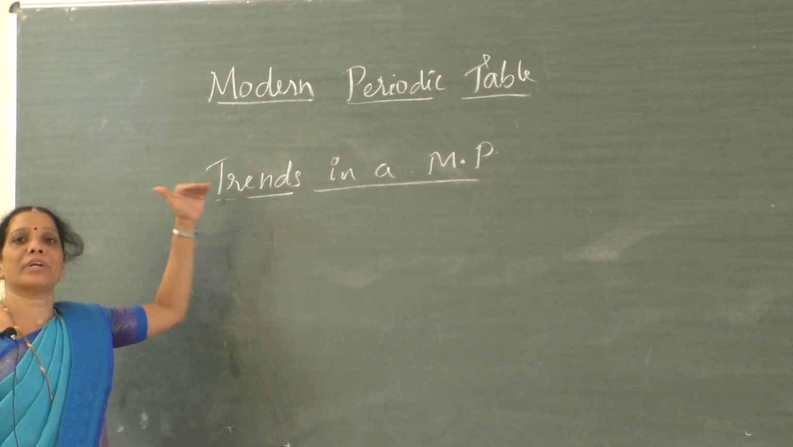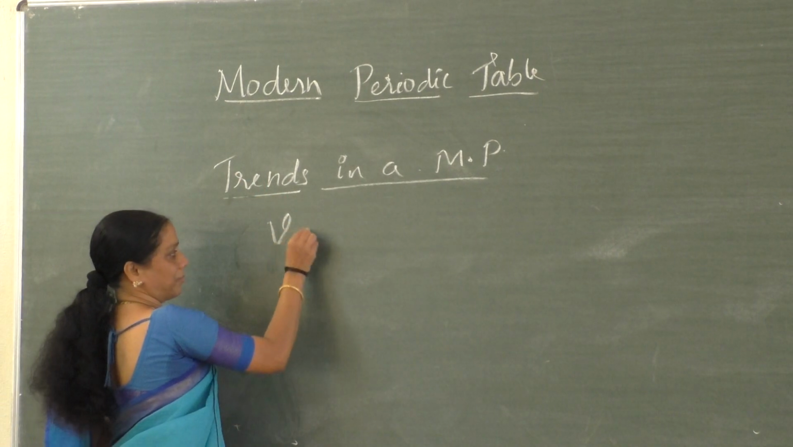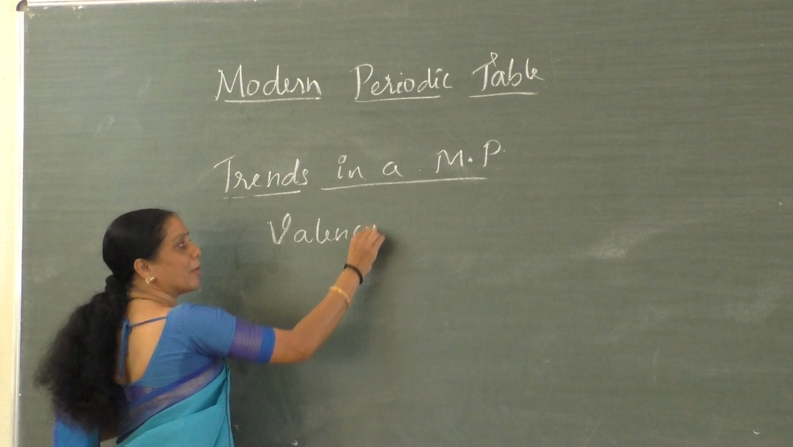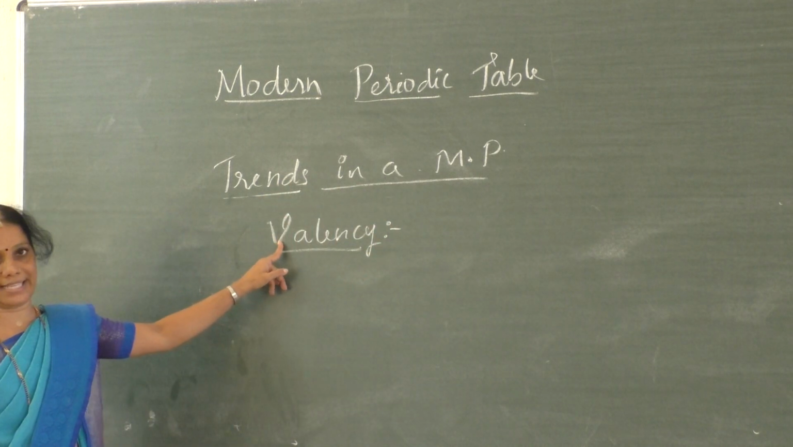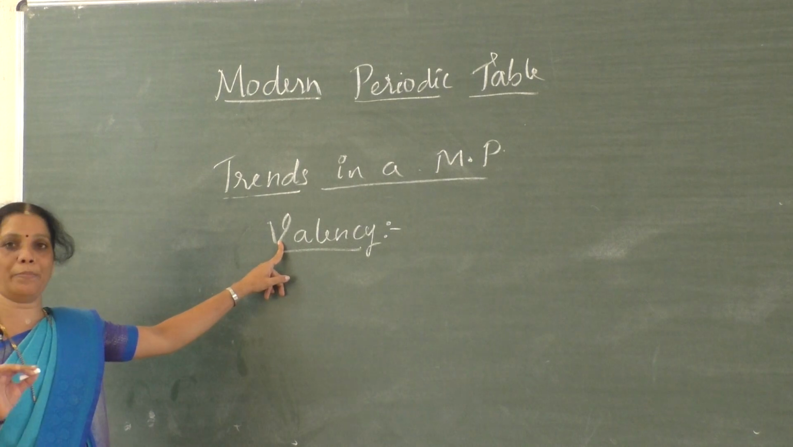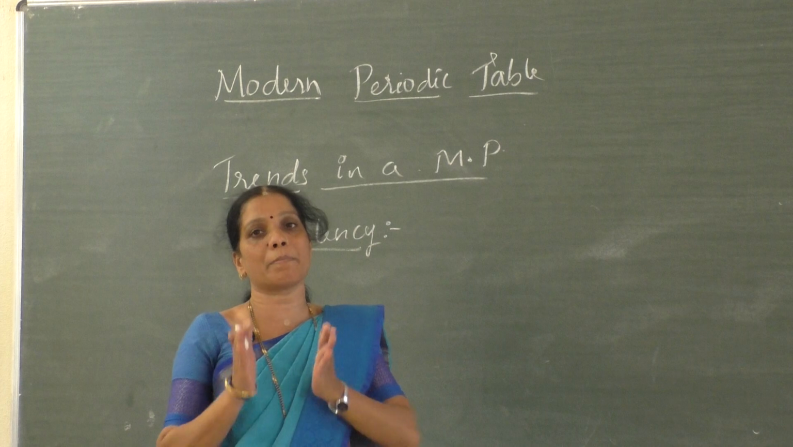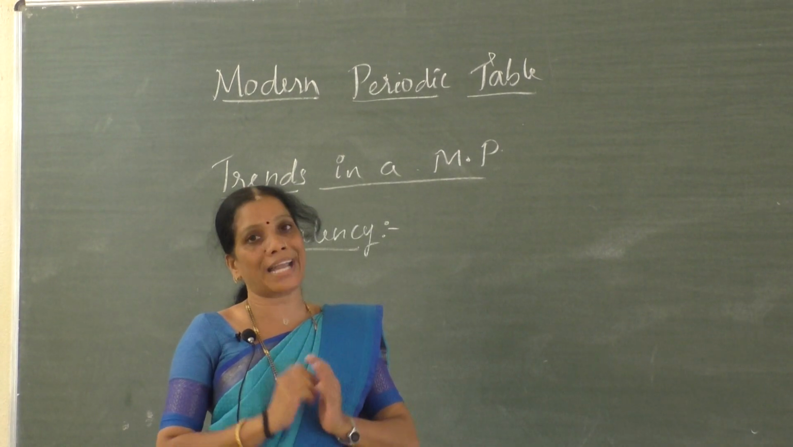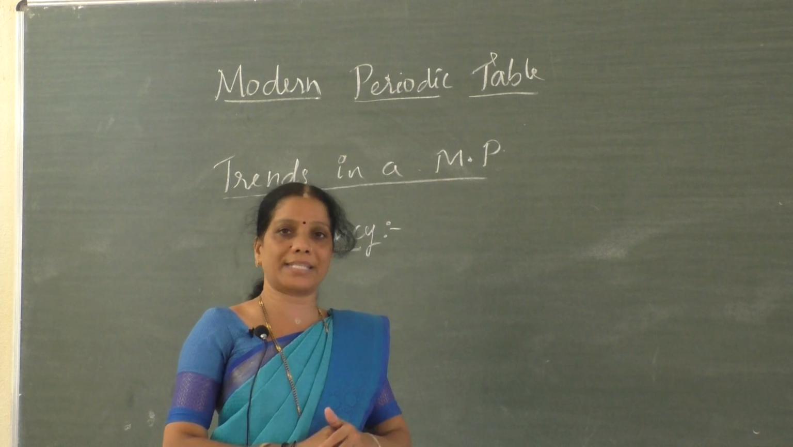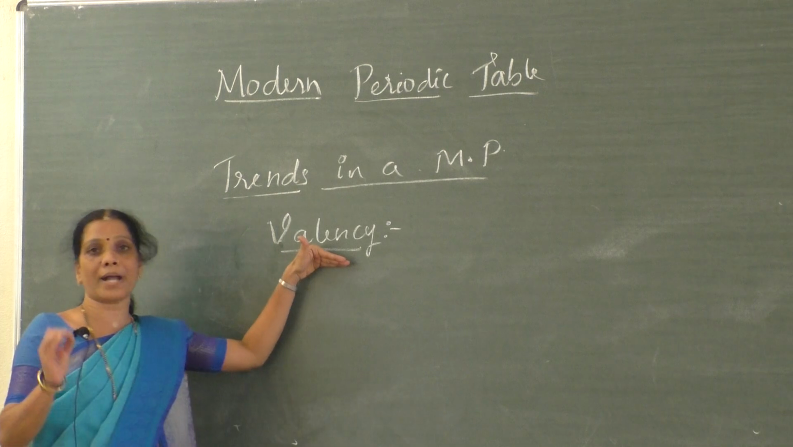Now let us study one of the main periodic properties, that is called valency. Now what is meant by valency? Listen here, the valency means combining capacity of an element. It is the combining capacity of an element. Now how to calculate the combining capacity of the element? Listen here, the valency is nothing but a combining capacity.